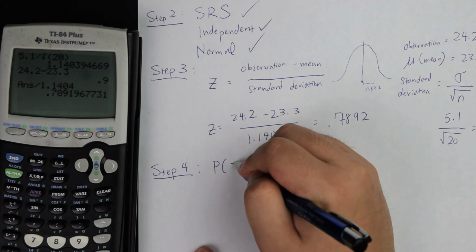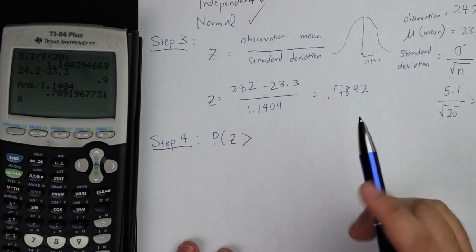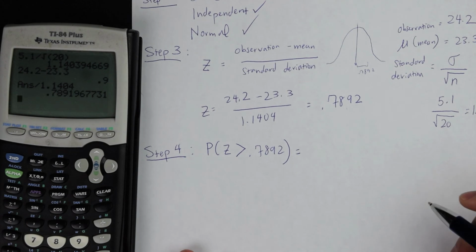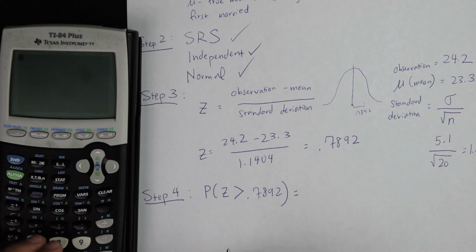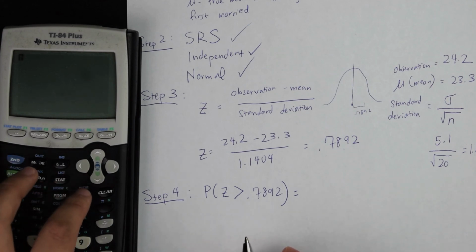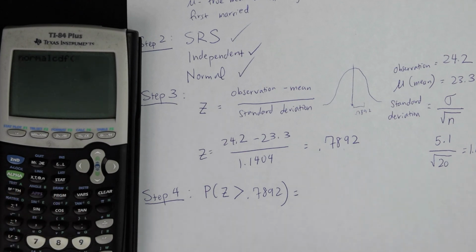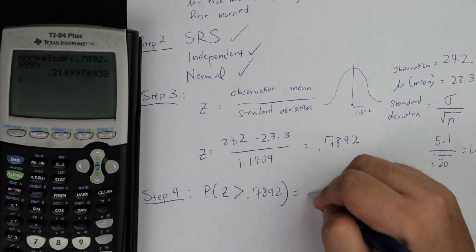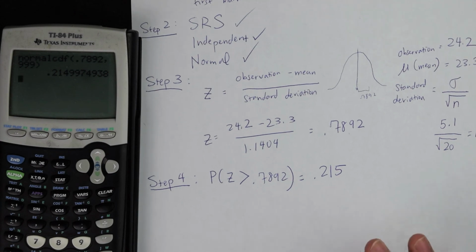So my probability of z being greater, because this is what I was testing before, z going higher than 0.7892, and this is how I'm going to solve it. The way you go about doing so is that I'm going to push second distribution. I'm going to go to number 2, normal CDF. And because it's greater than, I'm going to first type 0.7892 comma 999. I'm going to write this down on the paper too just to show you. And I get 0.215 basically. And so that's my p-value.